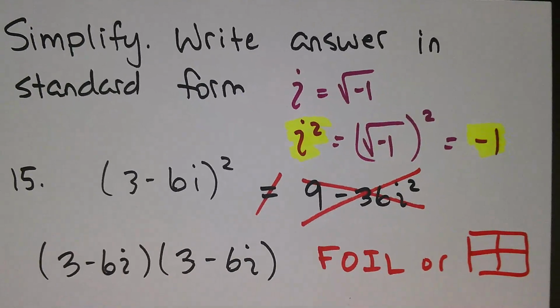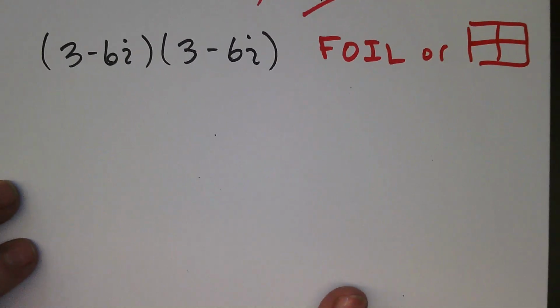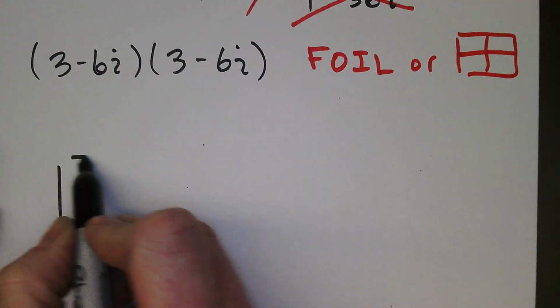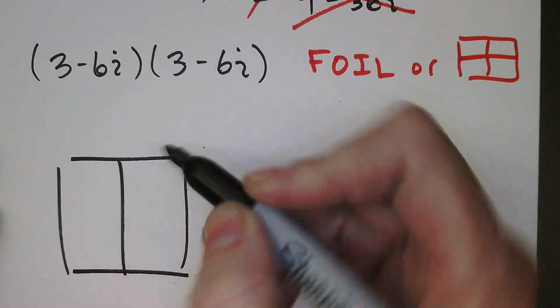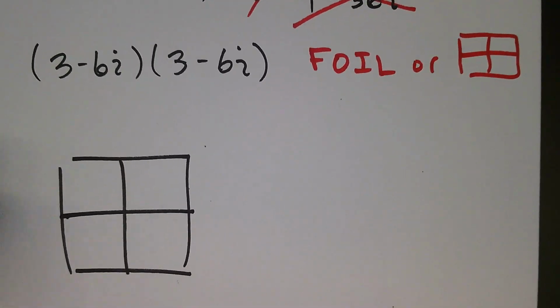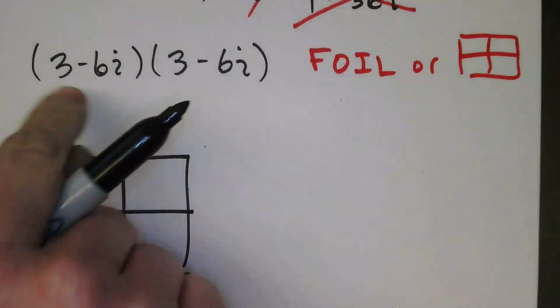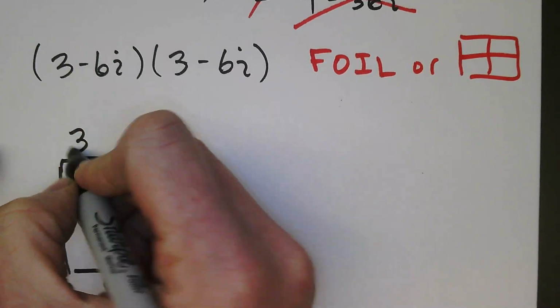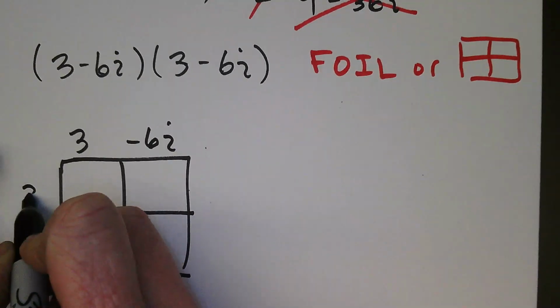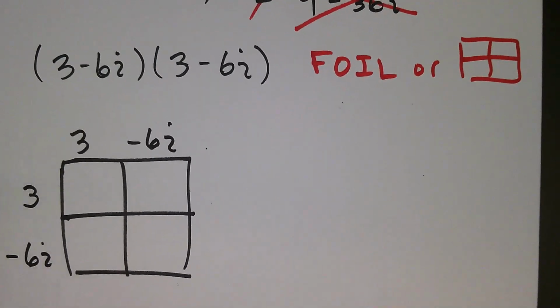So that's kind of what I'll set up here. At the end, I'll show you that they both do work. But this is a binomial times a binomial, so it's a 2 by 2. So I like to set up a 2 by 2 grid. And that gives me a clear space for every piece in here times every piece in here. So it'll be 3 minus 6i, and then we've got 3 minus 6i.